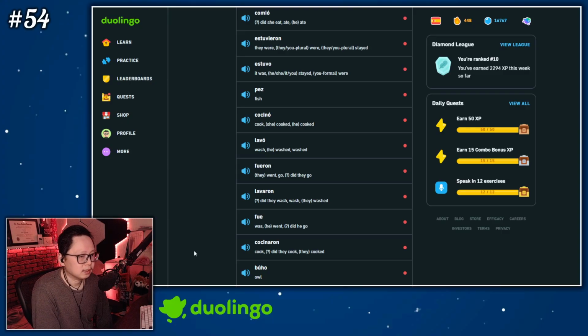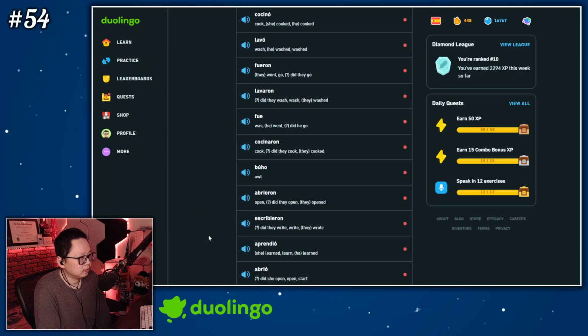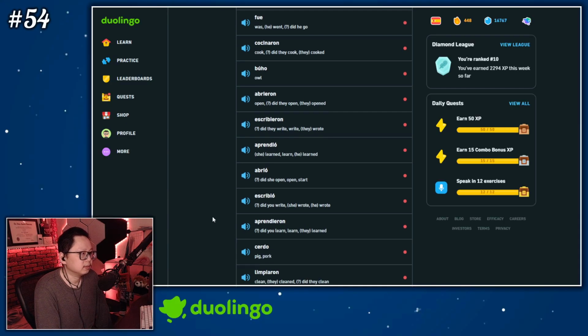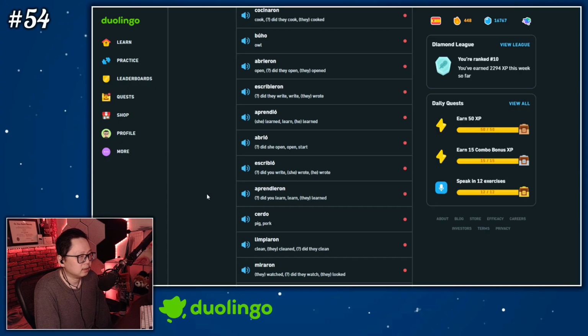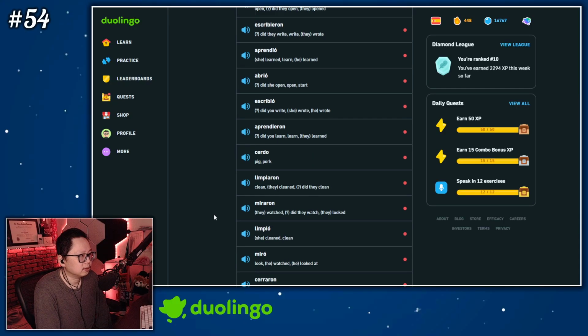Cocinó. Yeah. Oh, that's what they use for the AR verb cocinar. So cocinó. That's fair. And then lavar, lavó. Fueron. Right, fue. Here's fue. Lavaron, yeah. Cocinaron. And then búho. And then there's abrir for the ir. Abrieron. And then there's escribir. Escribieron. Aprendió. Right, because it's abrir, or aprender. Oh no, this is aprender. So aprendió. Abrió. Escribió. Aprendieron. Yeah, okay.